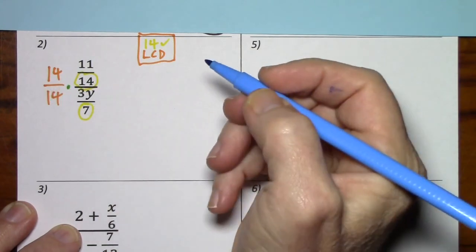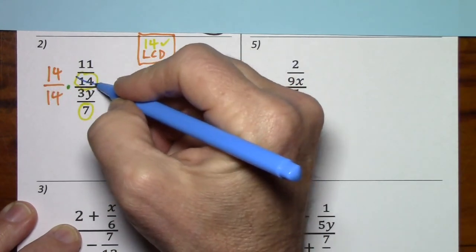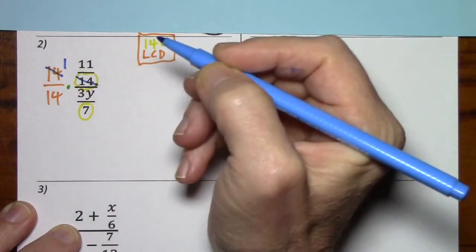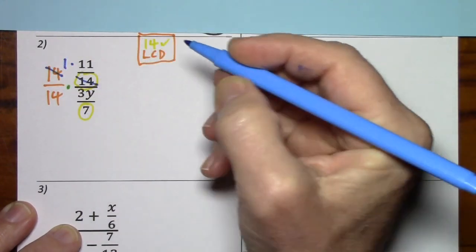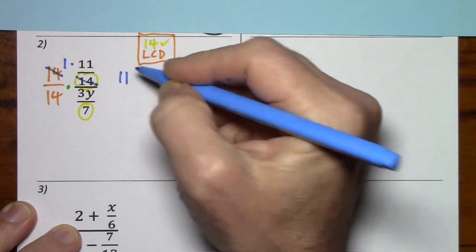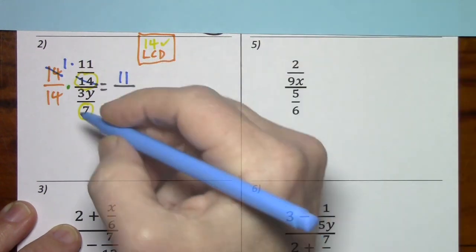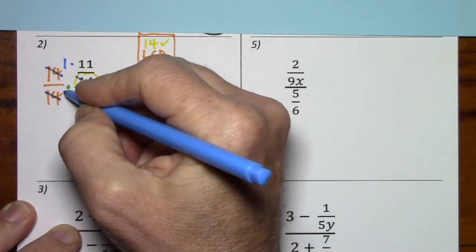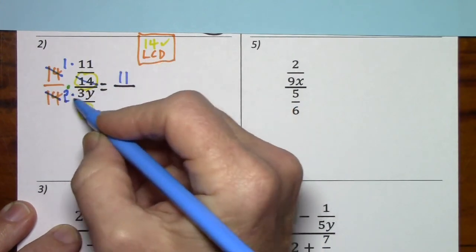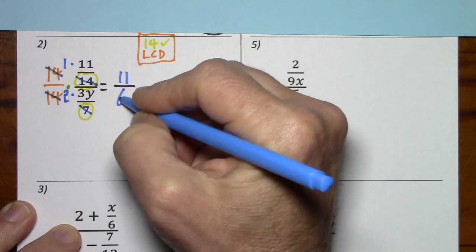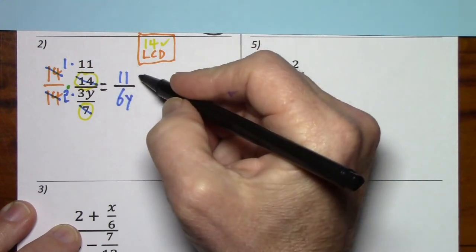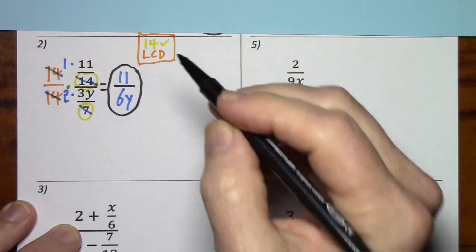Before we multiply, we reduce. 14 goes into 14 once. 14 goes into 14 once. 1 times 11 is 11. 7 goes into 7 once. 7 goes into 14 twice. 2 times 3y is 6y. So 11 over 6y is the answer.